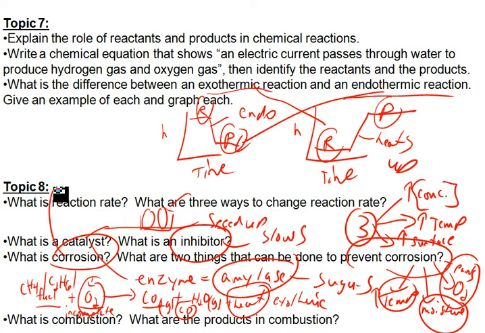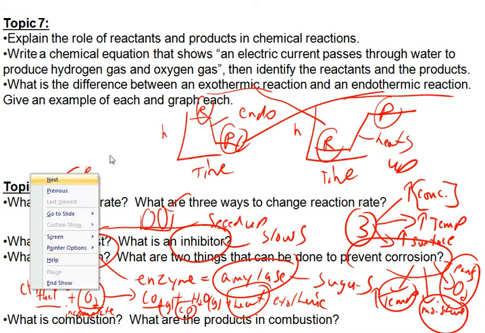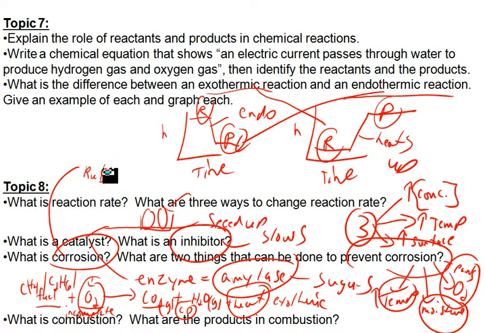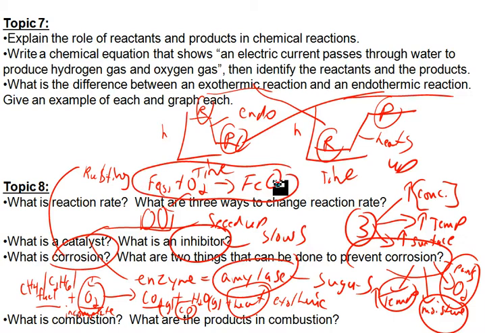We should know some examples of corrosion reaction, and one is rusting. So iron rusts. So rusting, we take iron, expose it to oxygen, and we make iron oxide. So FeO. So there's an example of a corrosion reaction.